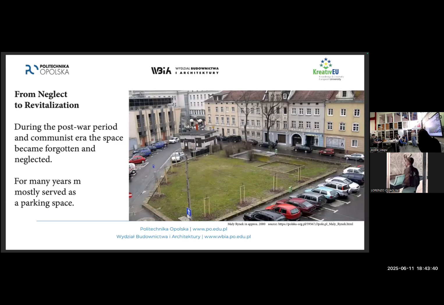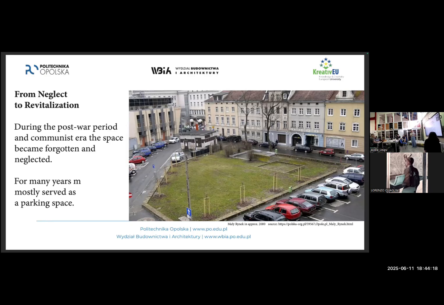So what happened later when the market lost its significance and also its appearance? It was a little bit forgotten and neglected. Even I remember, let's say, 20 years ago, no one was really going into Mały Rynek. There was nothing really happening. And as you can see in the picture, it served mostly as a parking spot because it was close to the main market square, so you could park your car there and go do your business. But it was really ugly in a way and really not alive.